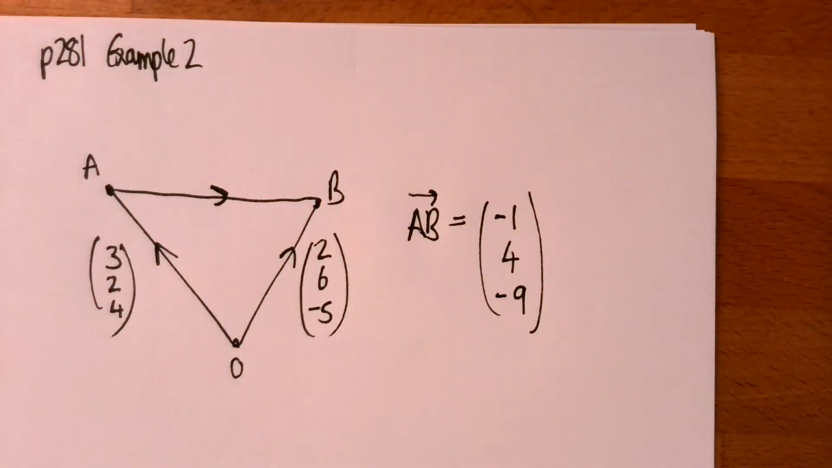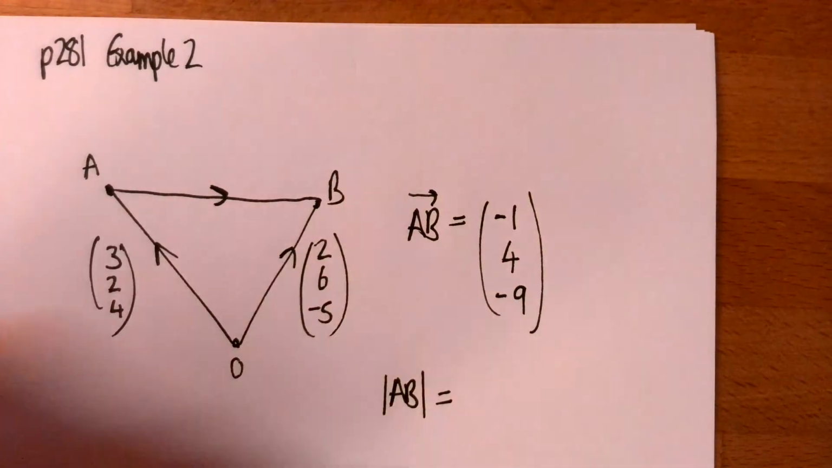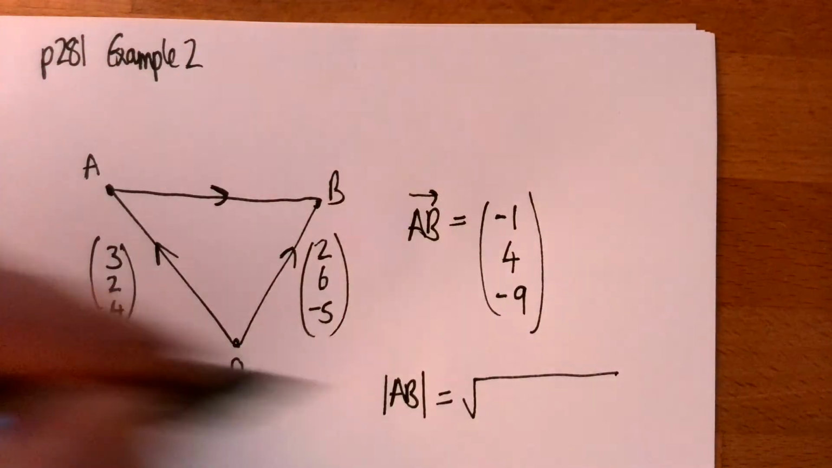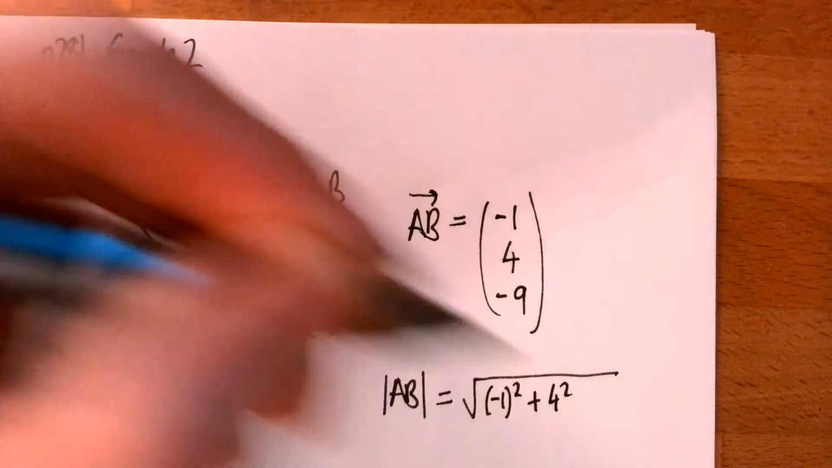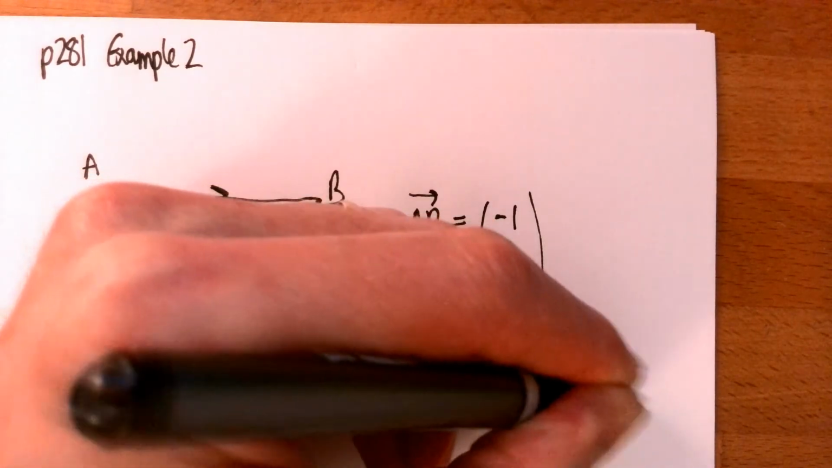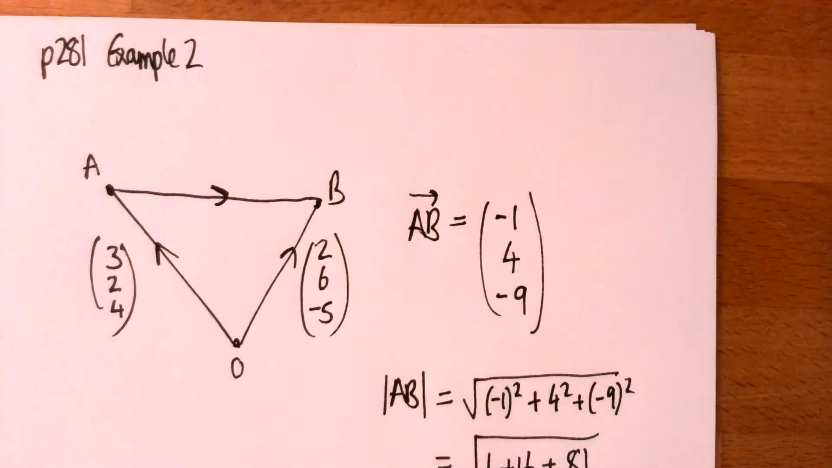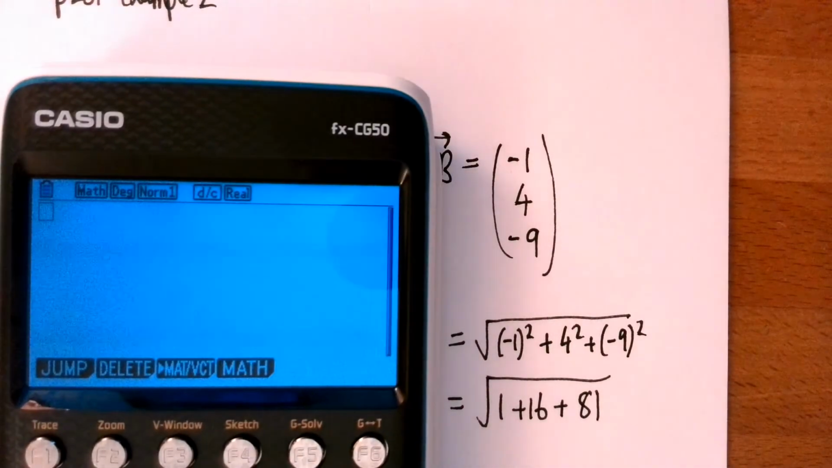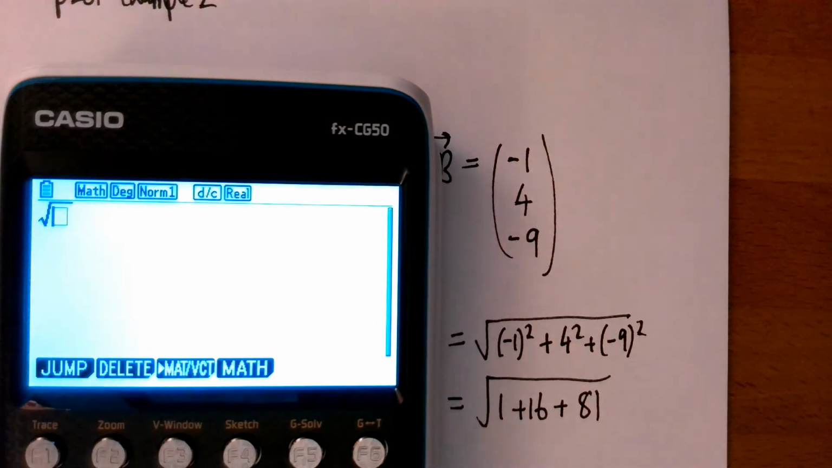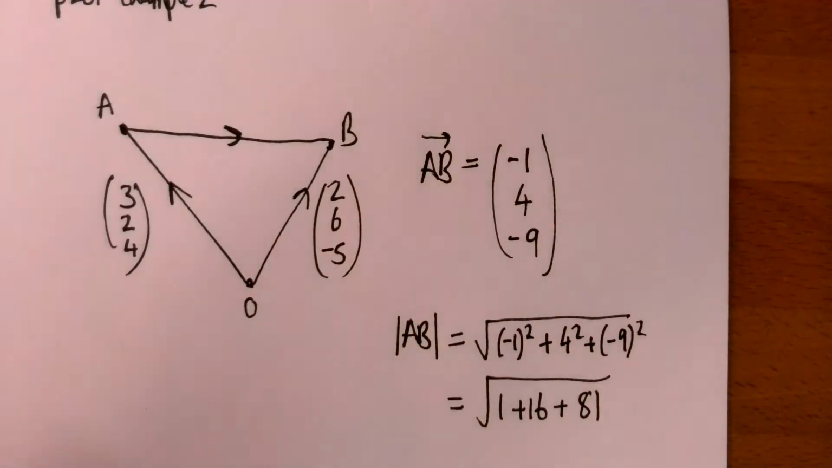And so, as I said in the last video, finding the length of AB is just three-dimensional Pythagoras. Again, it is the square root, and it's minus 1 squared plus 4 squared plus minus 9 squared. So that's the square root of 1 plus 16 plus 81. Sorry, gone off the page there. And so that's rather funky on the visualizer. So the square root of 1 plus 16 plus 81. And there is my answer in surd form.